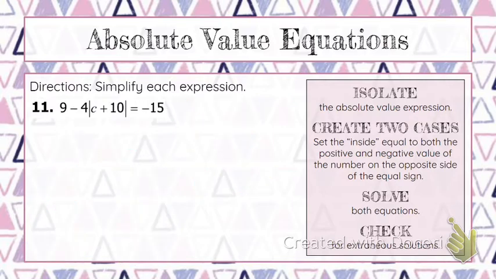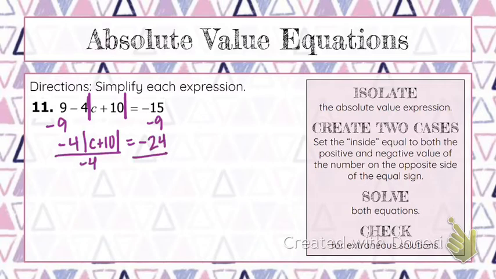Okay, let's try another one. We want to get the absolute value part alone. So we're going to subtract 9 from both sides. Negative 4 times absolute value of c plus 10 equals negative 24. Then we need to divide both sides by negative 4. Those will go away. Sorry, I forgot to mark those out. Absolute value of c plus 10 equals positive 6.